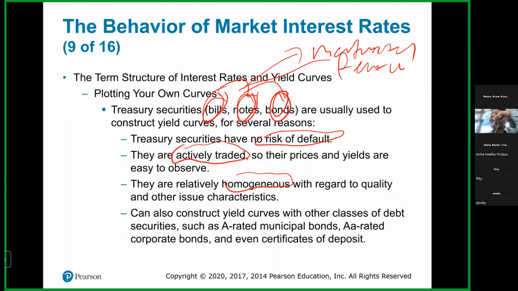So the yield can also be constructed with other classes of debt security, such as A-rated municipal bonds or AA-rated corporate bonds, or even certificates of deposit. So this yield, the difference in market interest rate, can also be constructed with other high-quality instruments. For example, A-rated municipal bonds or AA-rated corporate bonds.